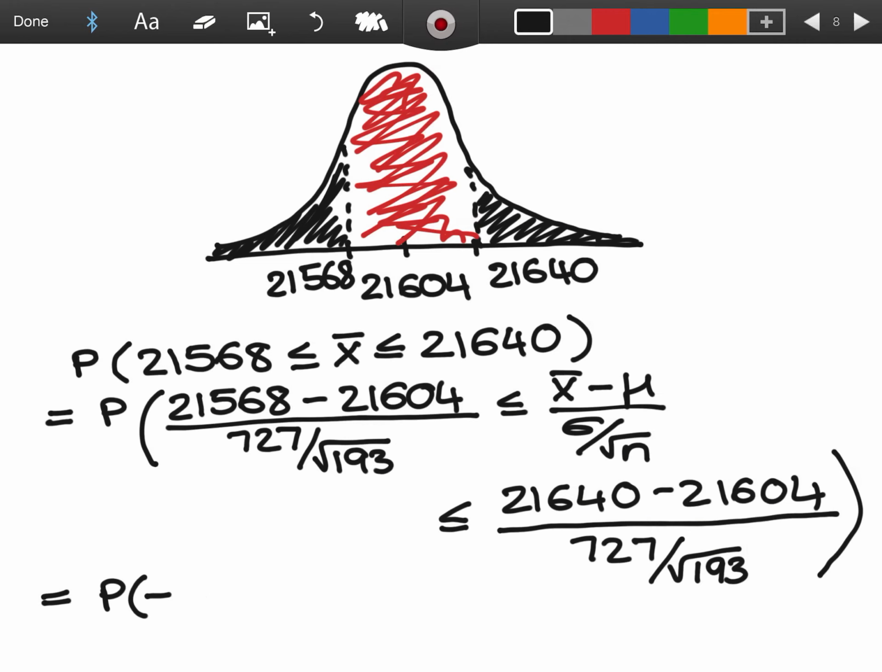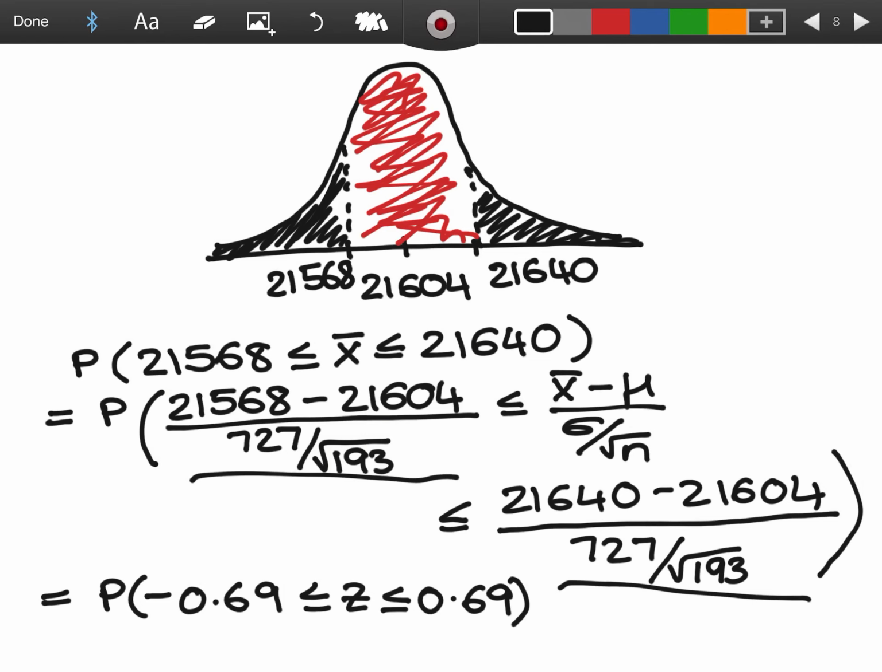So I should get the probability of z being between, I'm going to round it, negative 0.69 less than or equal to z, which is less than or equal to 0.69. Okay, so I've figured out both of these values here and here on a calculator. I'm looking at the probability that z lands between negative 0.69 and positive 0.69. Again, I am in standard normal at this point. I've done a z transformation, so my mean is 0, my standard deviation is 1.